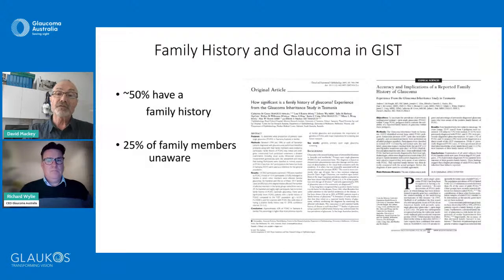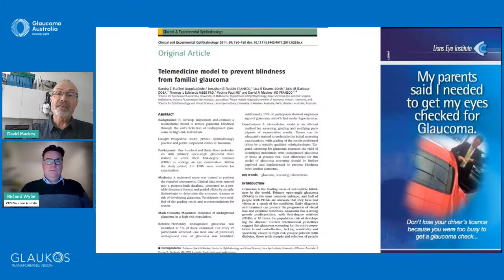We established that 50% of people in the study had a family history of a close relative, a first-degree relative. And we also noticed at the time, 25% of people, even though they may have a brother or sister with glaucoma, had no idea that there were close relatives affected. Fortunately, we ran another study of examining all the first-degree relatives of people with glaucoma to see would this be a good way of picking up new relatives.